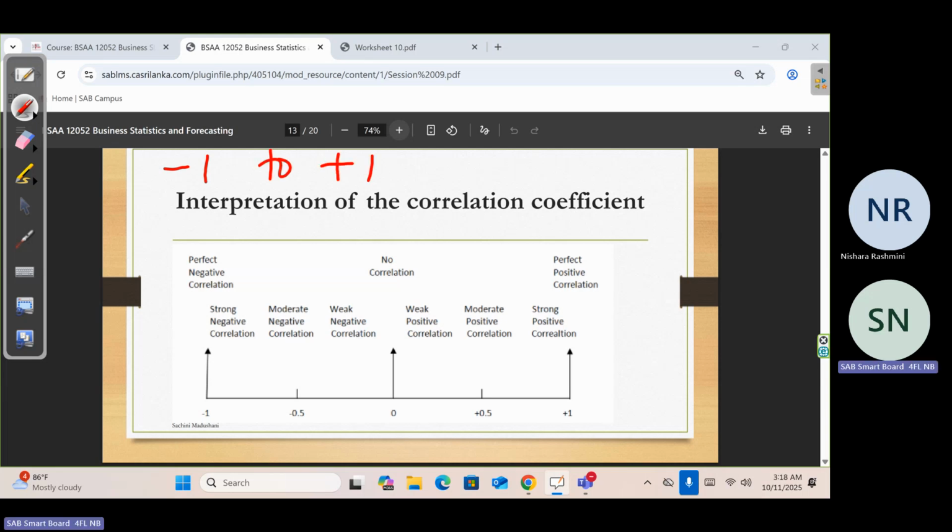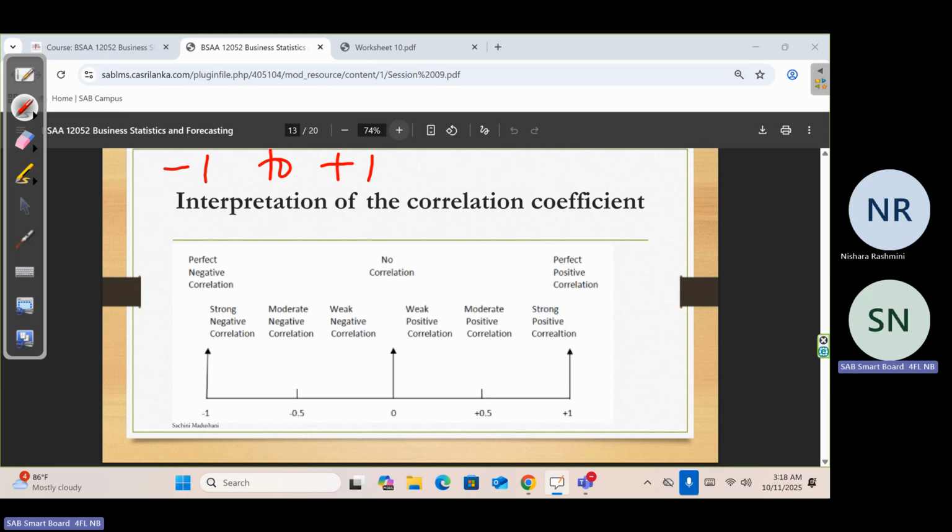Okay, then we can get maximum is +1, minimum is -1. We cannot get greater than +1 and less than -1. Understood? Okay. Then here, if the R value, then we take the positive or negative value. Looking at the sign, we can say the direction of the correlation, whether it's positive or negative. Then looking at the numerical value, we decide the strength of the linear relationship.